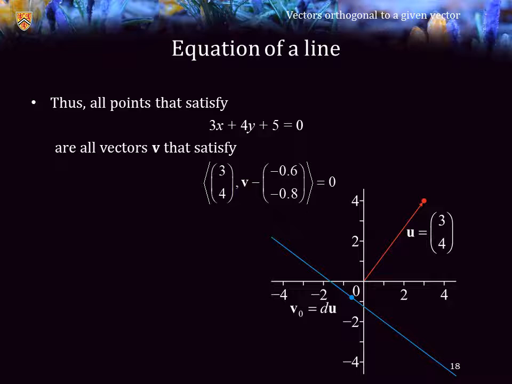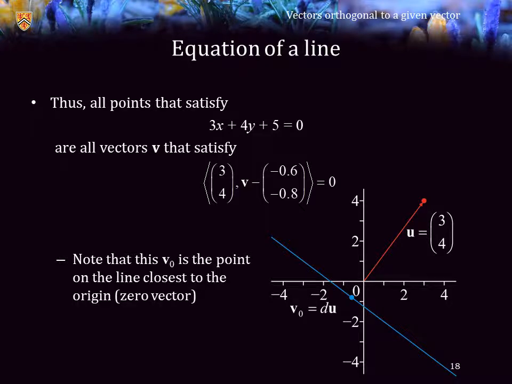Thus, all points that satisfy the equation 3x plus 4y plus 5 equals 0 are all vectors v such that the inner product of (3, 4) and v minus (negative 0.6, negative 0.8) is equal to 0. That is, it is all vectors v such that v minus the vector (negative 0.6, negative 0.8) is orthogonal to the vector (3, 4).